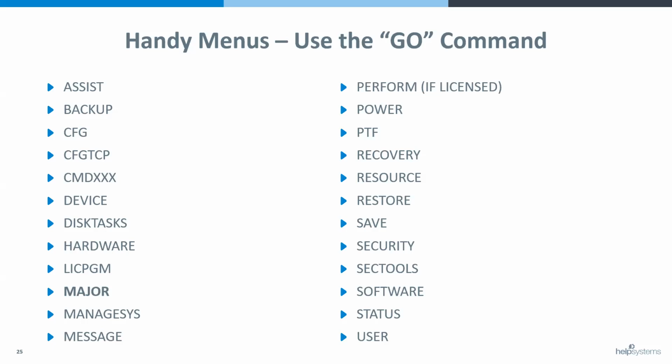And the menus are accessed by using the GO command. So GO is actually a command. So for instance, if you want to find the commands and the functions related to backing up your system, or for doing a restore, or security related functions that you can run to make sure your system is nice and secure, GO MANAGESYS, GO LICPGM to see what's loaded on your system. And then also there's a menu called GO MAJOR that gives you all the major categories of functional areas on the system, and you can branch off from there. So they've done a really good job organizing all that.